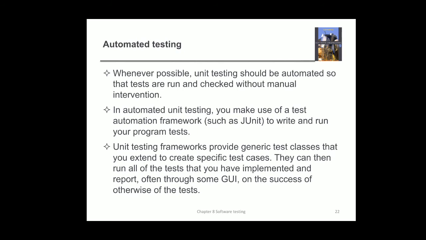In automated unit testing, you make use of a test automation framework known as JUnit to write and run your program tests. You write your program test and then you run it so that you are checking everything is working fine. Unit testing frameworks provide generic test classes that you extend to create specific test cases, right? There will be some generic test cases, then you extend and modify them according to your need, and then unit testing occurs again and again automatically.